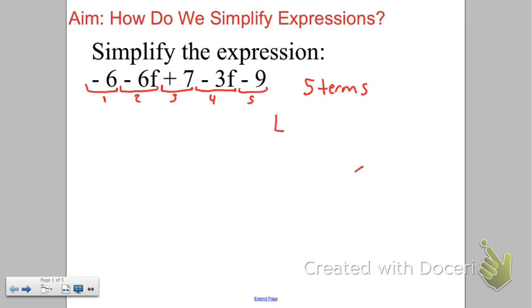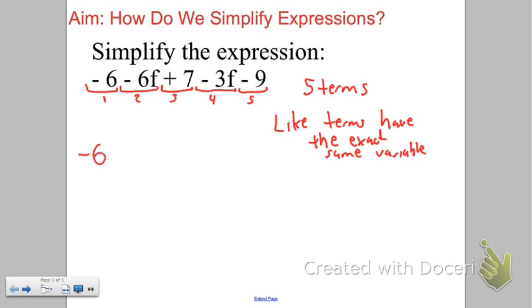Like terms have the exact same variable. So I'm going to rearrange my expression using the commutative property to put my like terms together.